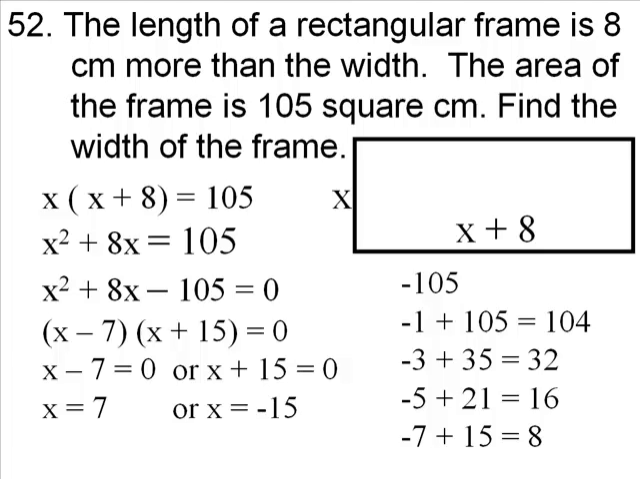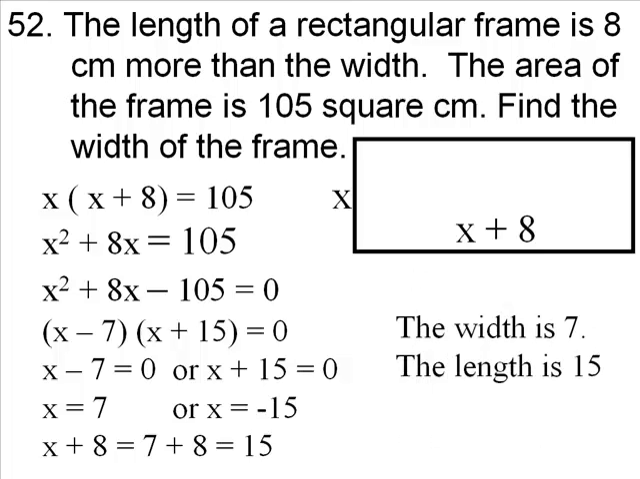Now the length is 8 bigger than 7, so what's x plus 8? It's equal to 7 plus 8, which equals 15. So the smallest side is going to be 7, and the longer side is going to be 15. Let's see, that means the width is equal to 7, and that's the answer to the problem, 7 for the width.